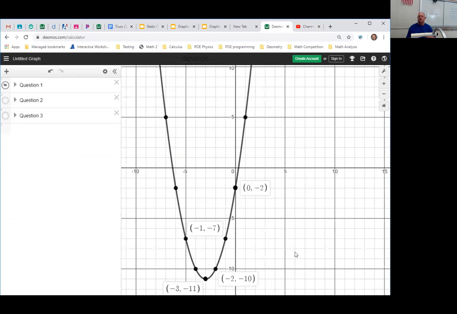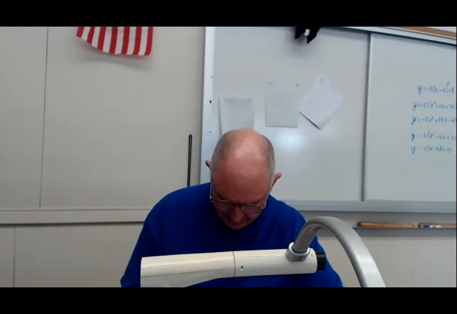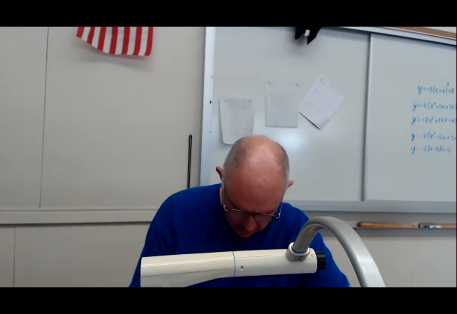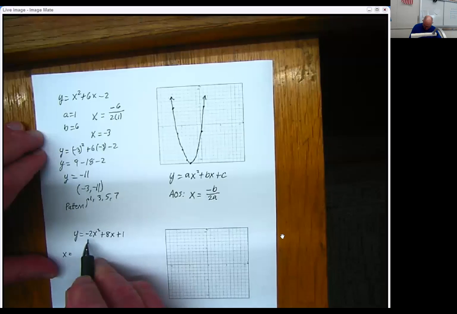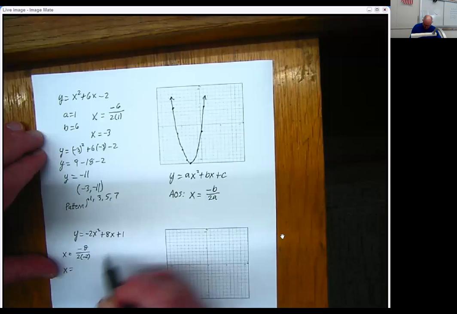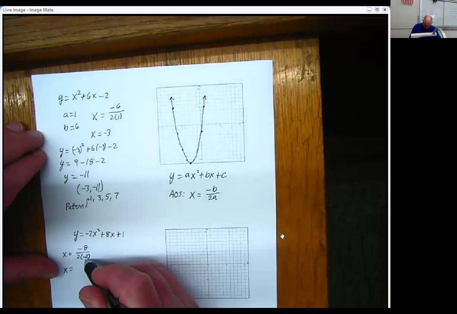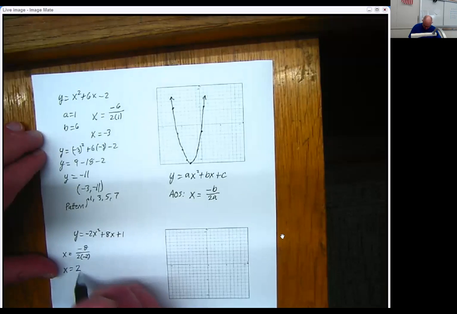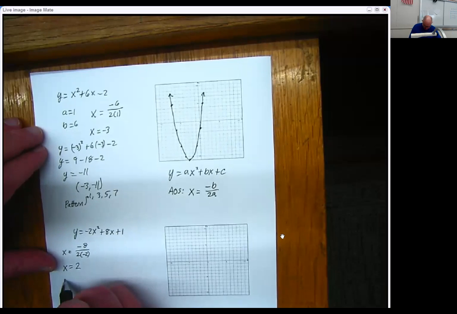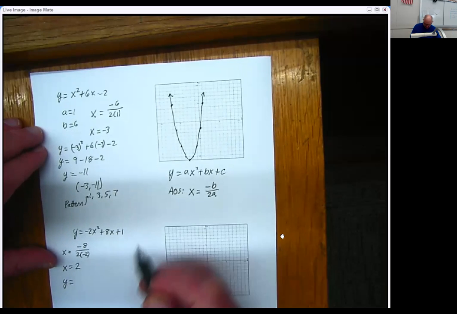Okay. Let's keep this short. So as promised, I'm going to move on quickly. So this time, my axis of symmetry is going to be located at the opposite of 8, so negative 8 over 2 times a. So I end up with negative 8 over negative 4, which will be a positive 2. So I plug positive 2 into the equation to get the y value for the vertex.